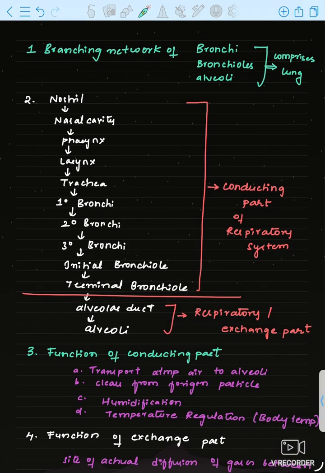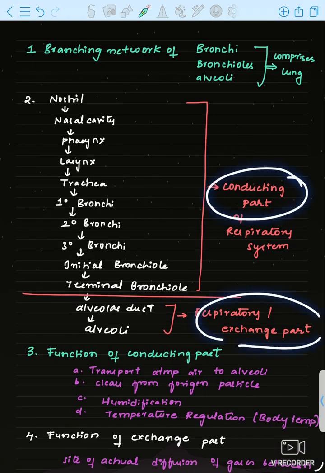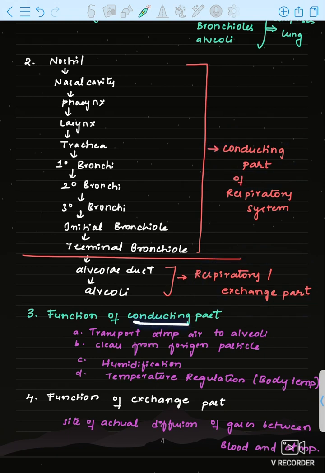Okay, so you got an idea about the conducting part and exchange part. So let us know the function of the conducting part. There are 4 functions of conducting part. First one is, as I told you, transport of atmospheric air to alveoli. Second thing is, in the atmospheric air, some foreign particles will be there, so that's why it clears the foreign particles. And third one is humidification. Humidification means adding moisture. Actually, atmospheric air will be very dry. It should add moisture for easy pathway.